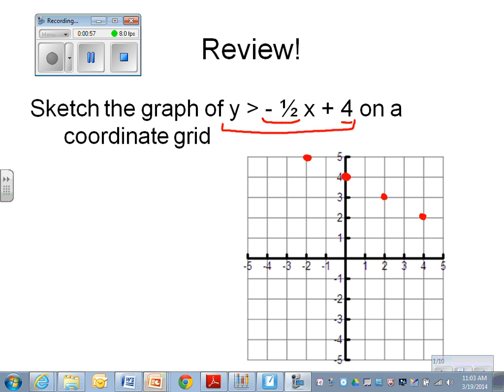Before I connect that, I'm going to look at my inequality sign. My inequality sign is greater than. It's not greater than or equal to, just greater than. Which means when I connect these dots, I do not want to include the actual line itself. I want to include only things greater than the line, which means I'm going to use a dotted line to connect.